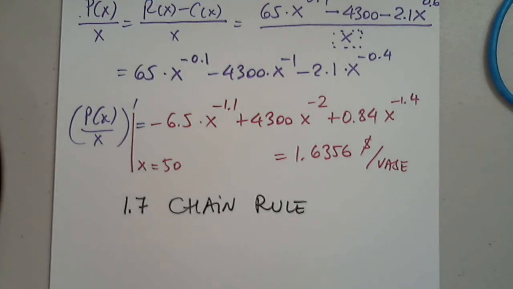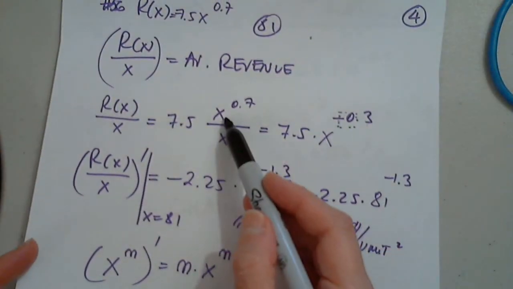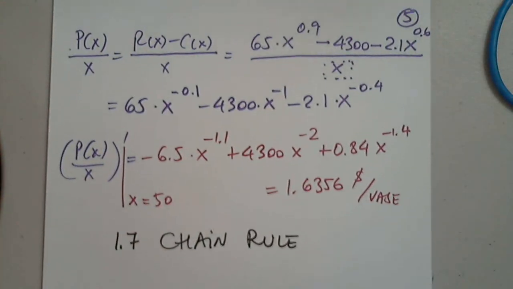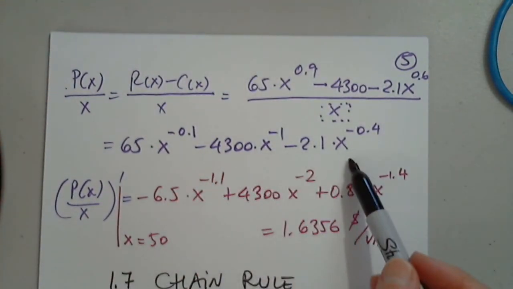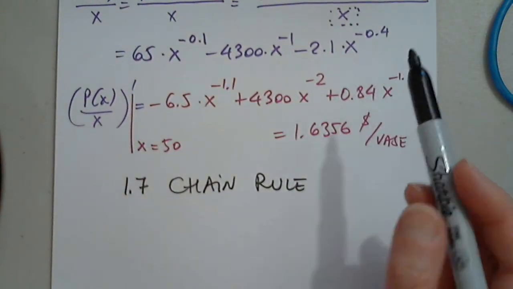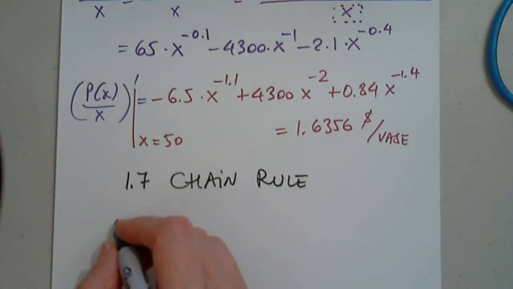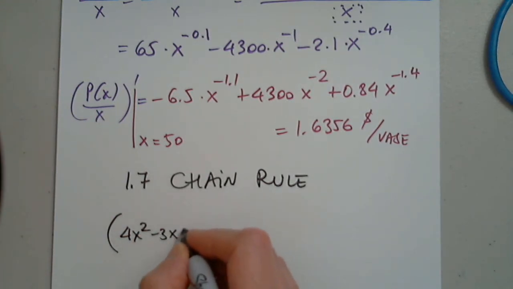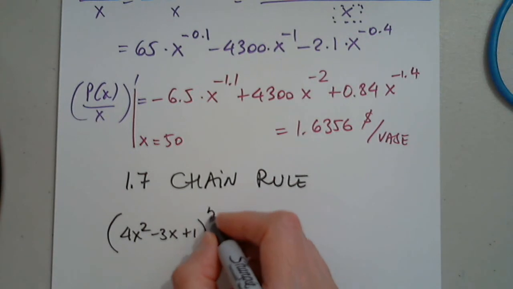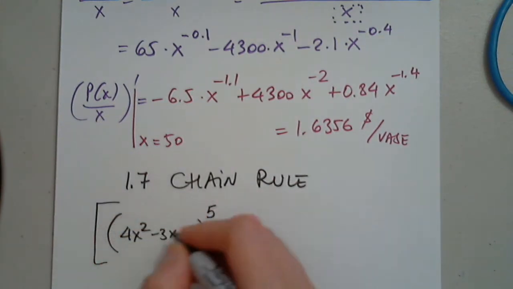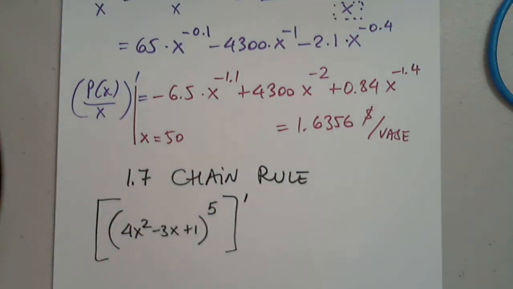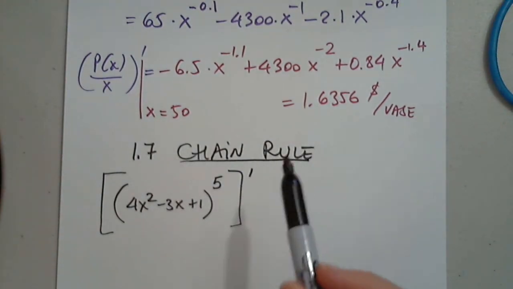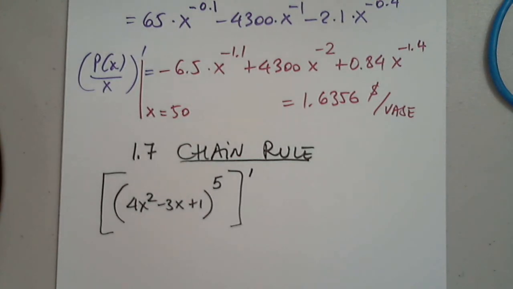Notice that all these had just plain x everywhere. When we had to differentiate, plain x, plain x, plain x. But the question now is, what do we do when we have a function like 4x squared minus 3x plus 1 raised to the 5th power, and we are asked to differentiate this? So this is what it's called the chain rule. One inside the other, and so on and so forth.